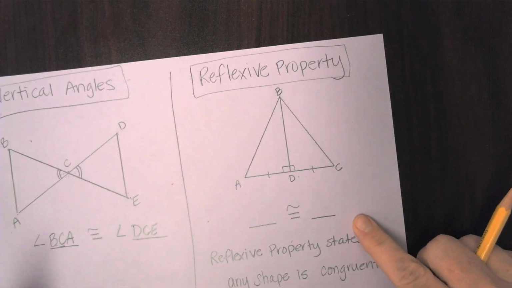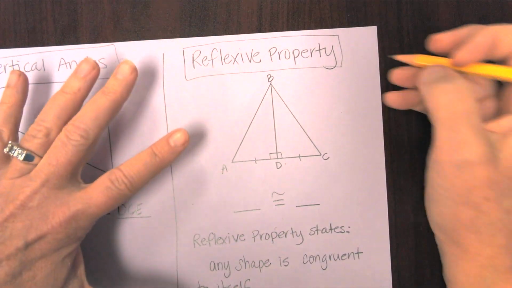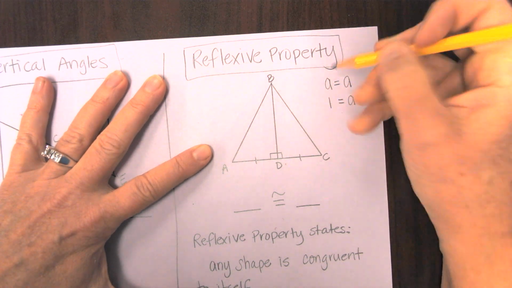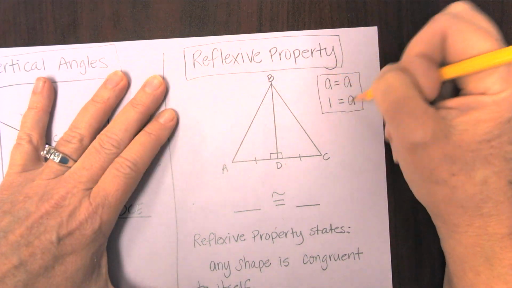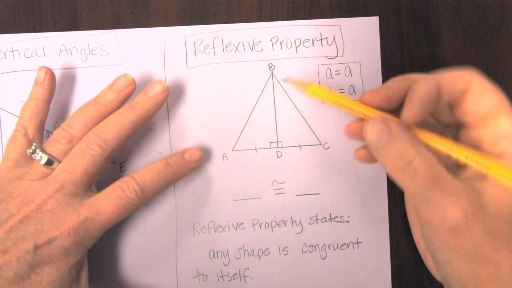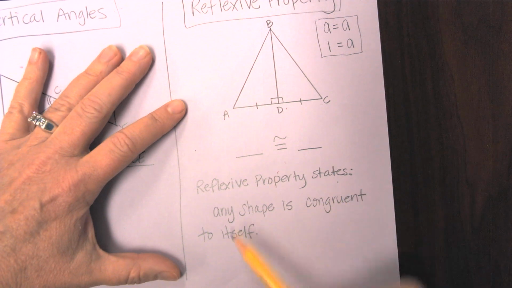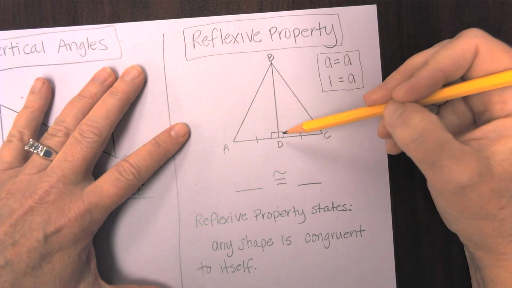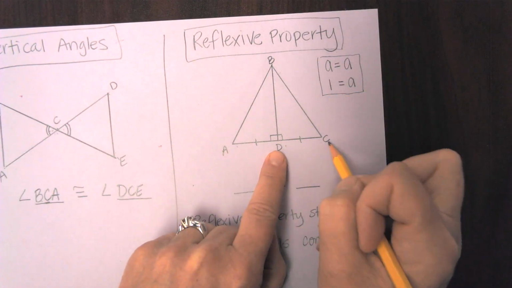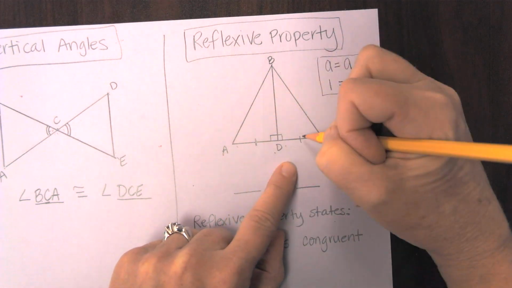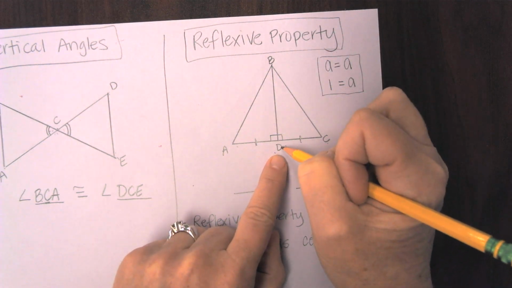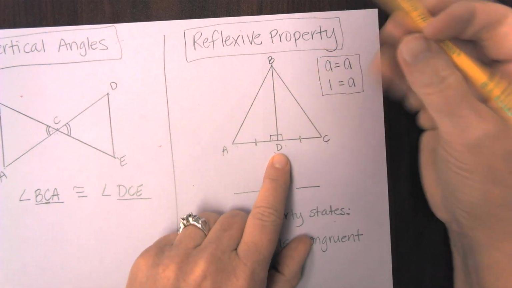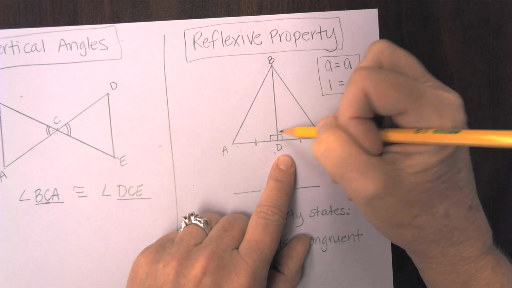Okay, our second one that we're going to look at is the reflexive property. When you were younger, you learned that A is always equal to A, like 1 is always equal to 1. That's an idea that we can now apply to geometry. The reflexive property in geometry states that any shape is congruent to itself. In my picture here, I notice that AD is congruent to DC. I know that because it's been marked with that little hashtag. I also notice that angle BDA is 90 degrees because of this 90-degree mark, and BDC is also 90 degrees.